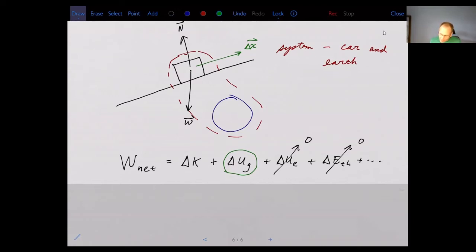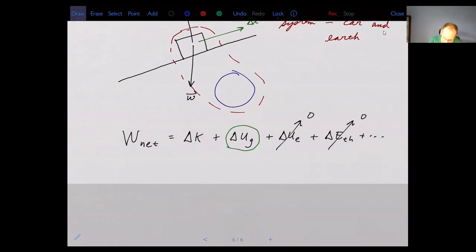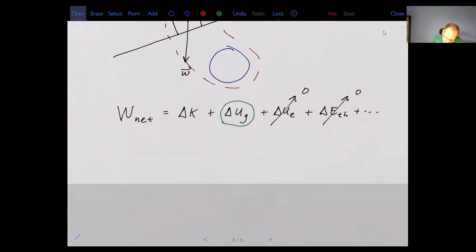So what's going on in this example is there is no net work, there's no other forces acting, right? So the net work done is going to be 0. So this is going to simplify to the following. It'll be 0 is equal to the change in kinetic energy plus the change in gravitational potential energy.